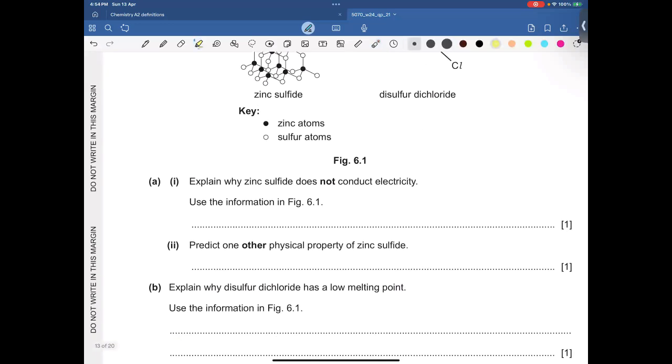Explain why zinc sulfide does not conduct electricity: because of the absence of free mobile electrons. Or we can say because of the absence of delocalized electrons. Delocalized or mobile electrons is the same concept.